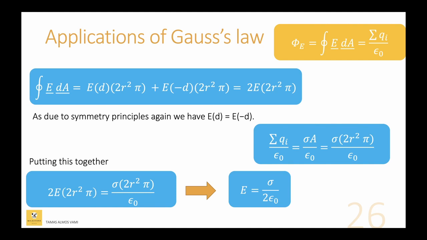Similarly to the line example, we notice that there is no r included in this result. So that means that it doesn't depend how far you look at this electric field created by this plane. It's going to be always the charge density over 2 epsilon 0.